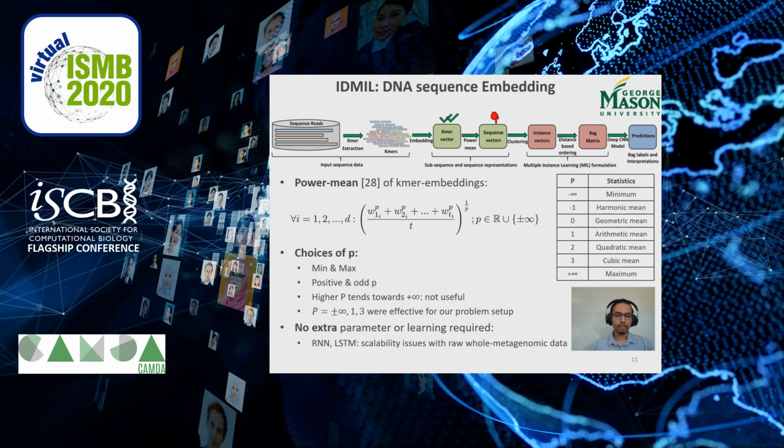The good thing about this is there is no extra parameter or learning weight in this method. RNN, LSTM, and all the other sequence embedding approaches using neural networks have scalability issues when applied on raw whole metagenomic data with millions of sequences. Here in this approach, there is no learning involved. It is quite fast and parallel in nature.